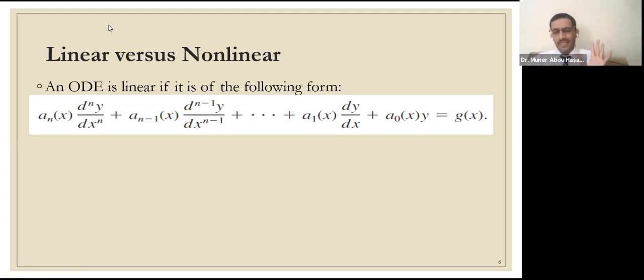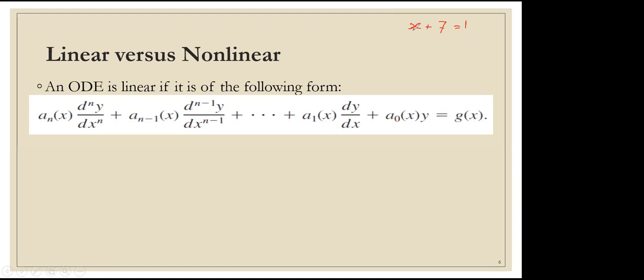Okay. Now let me introduce the difference between linear and non-linear differential equations. But before that, let me give you an example of an algebraic equation, and let us together discuss if it is linear or non-linear. What about this equation? x plus 7 equals 1. What do you think about this equation? Linear or non-linear?